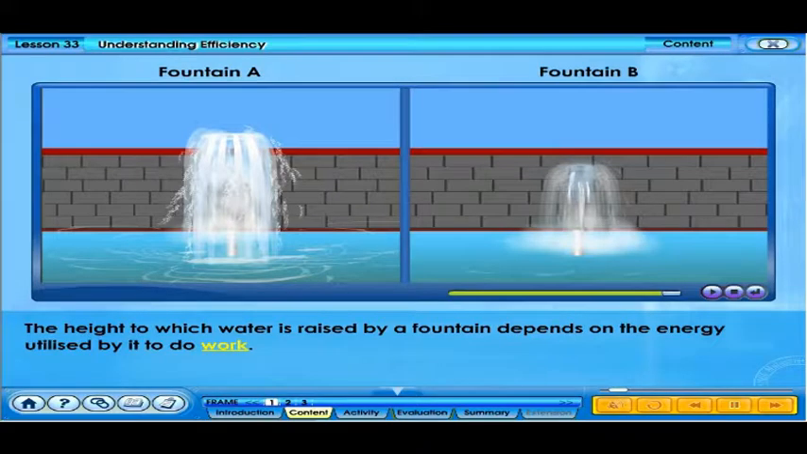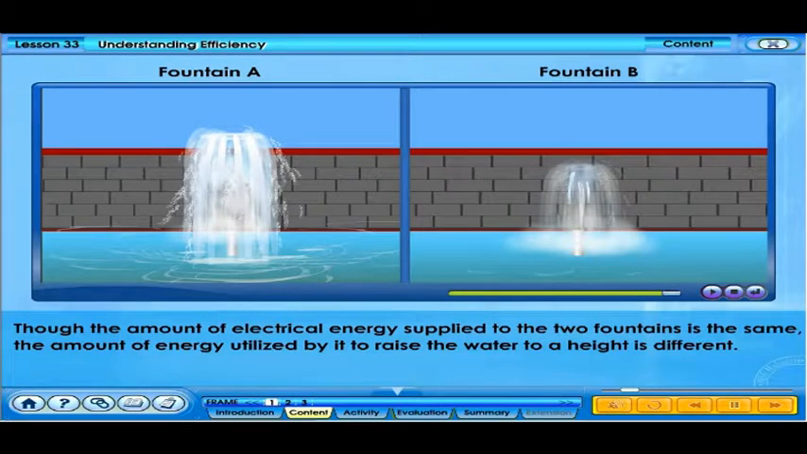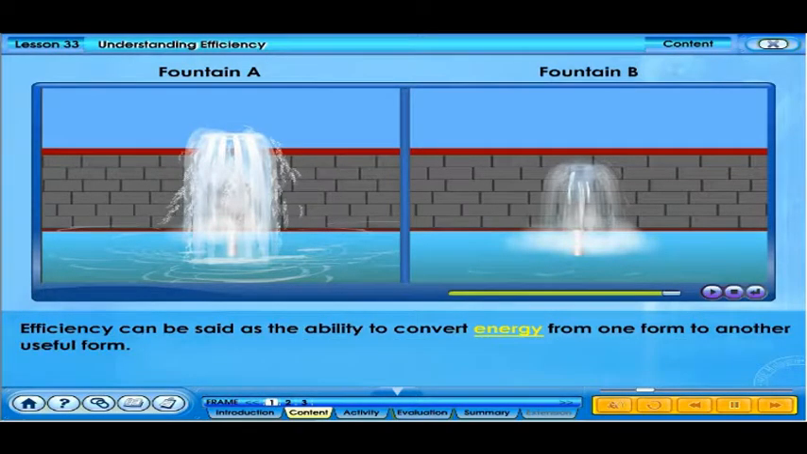The height to which water is raised by a fountain depends on the energy utilized by it to do work. Though the amount of electrical energy supplied to the two fountains is the same, the amount of energy utilized by it to raise the water to a height is different. Efficiency can be said as the ability to convert energy from one form to another useful form.